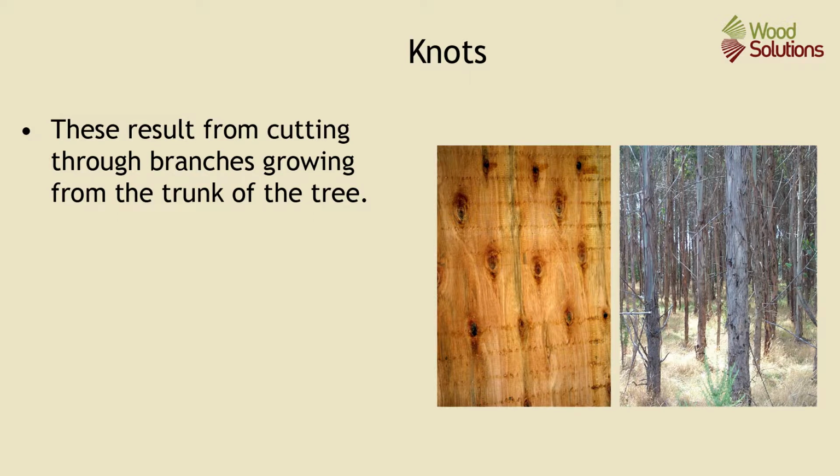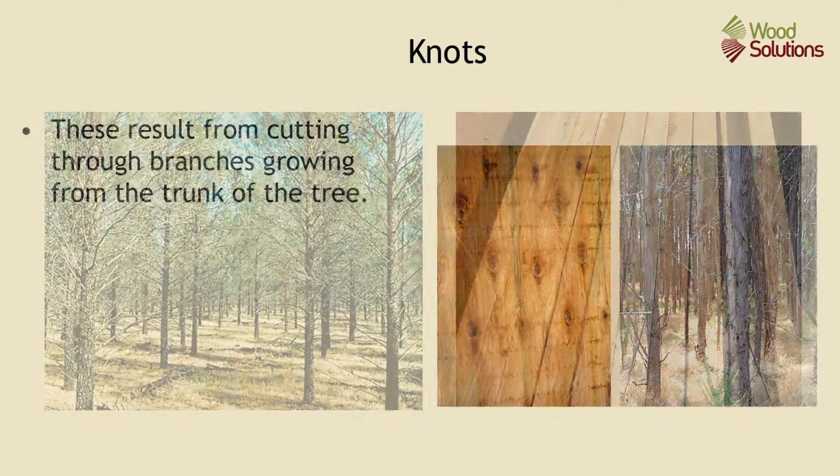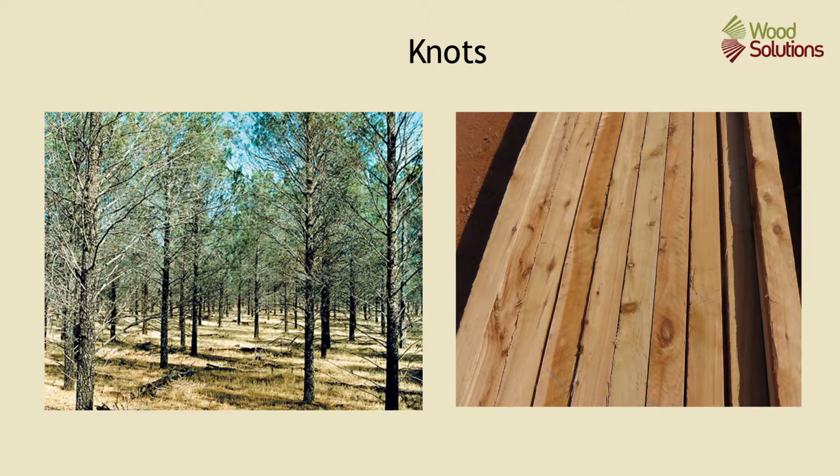Knots result from cutting through branches growing from the trunk of the tree. If plantation hardwood stems are peeled into veneer, the many small branches on the stem are turned into many small knots regularly spaced through the veneer sheet. A similar thing happens when these white cypress trees are sawn. The many branches on the stem naturally result in many frequent knots in the boards. Boards from plantation pines have similar features.